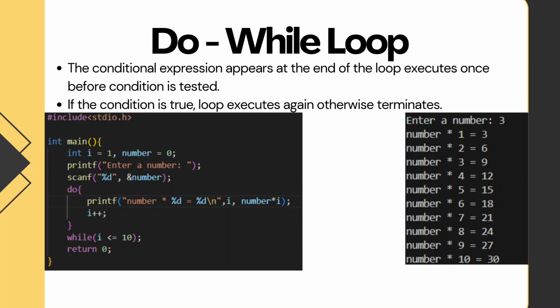In this, we check the while, which is if the condition is true, that is i less than 10, then the do loop will be executed again, or else the loop will be terminated, and then we will return the statement. The output of this code is given on the right hand side, where we have put the number 3 in the input, and the table is printed from 1 to 10.